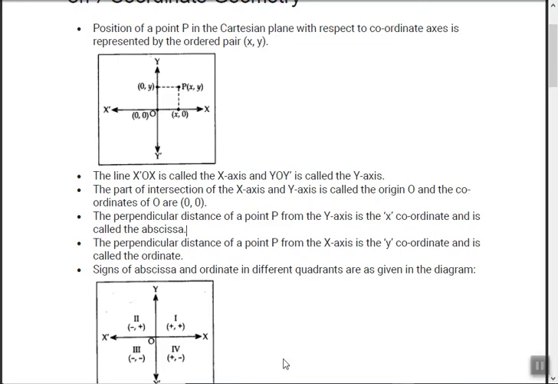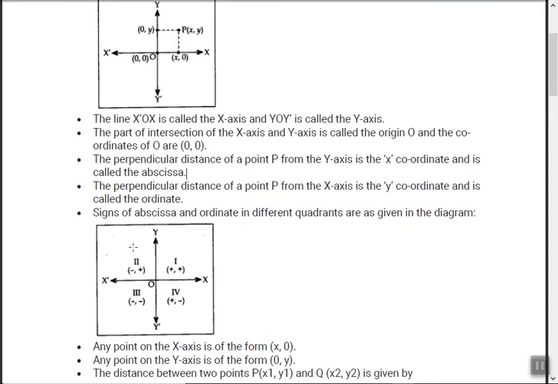Now signs of abscissa and ordinate in different quadrants are given as below. See this. Now you will say this is so confusing. How to remember this? Here all positive, here one negative, here two negatives.